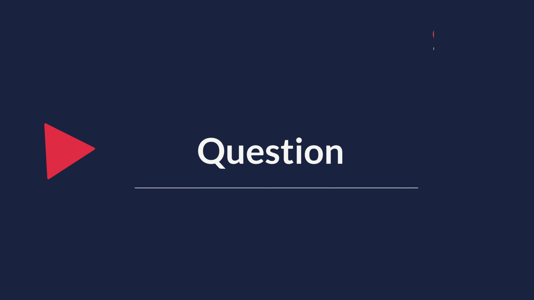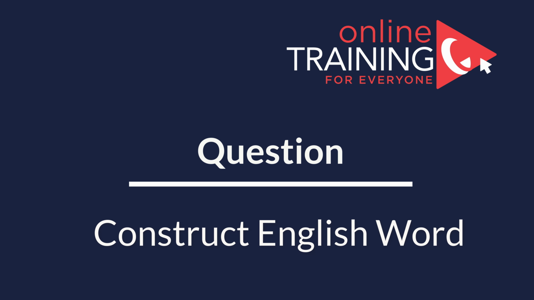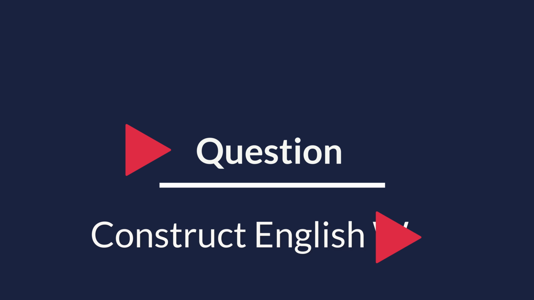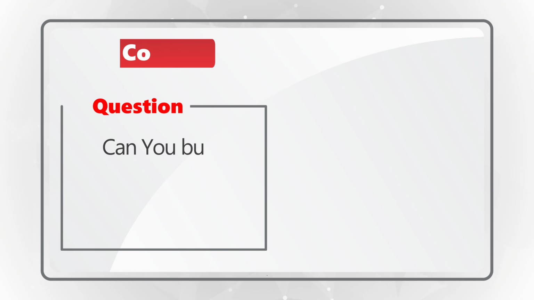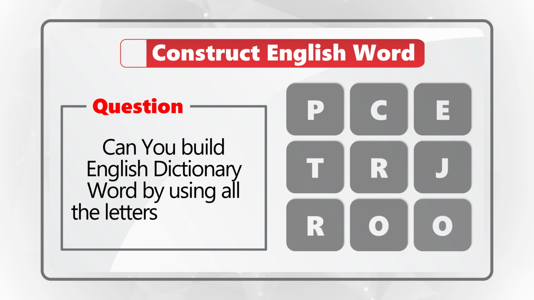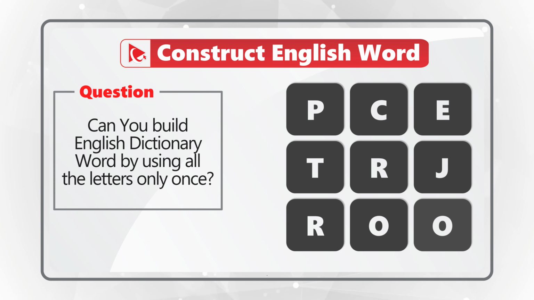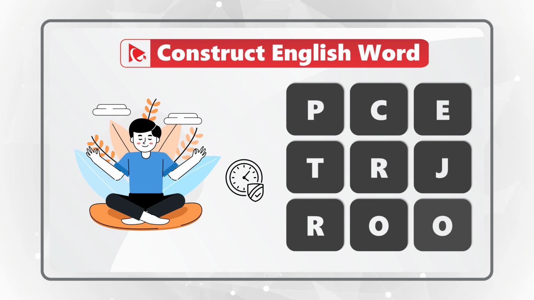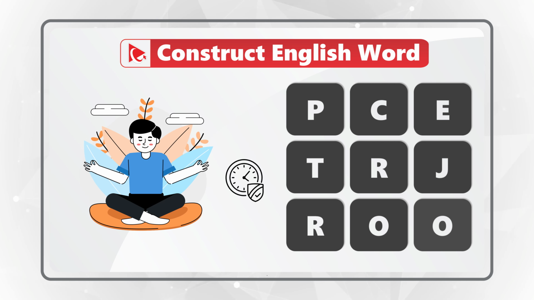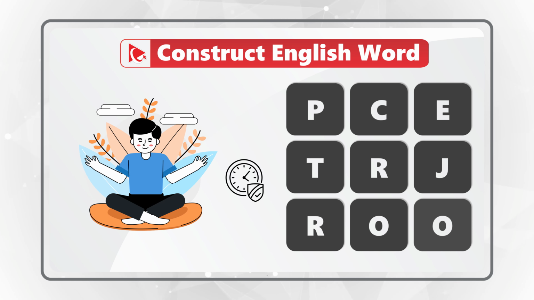Here's an exceptional question to test your knowledge of English. You need to build an English alphabet word, and you're presented with 9 different letters. The letters are P, C, E, T, R, J, R, O, O. Take a close look to see if you can come up with the word. Give yourself 10 to 15 seconds. This is about as much time as you get on the real test. Maybe pause this video to see if you can build a mental combination of letters that can build the word.